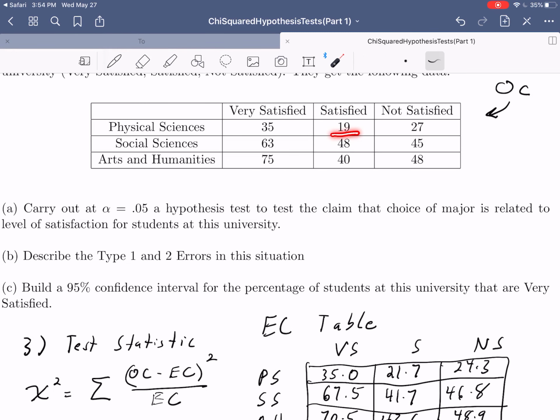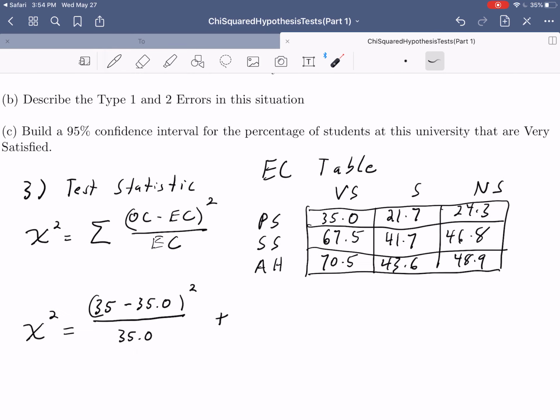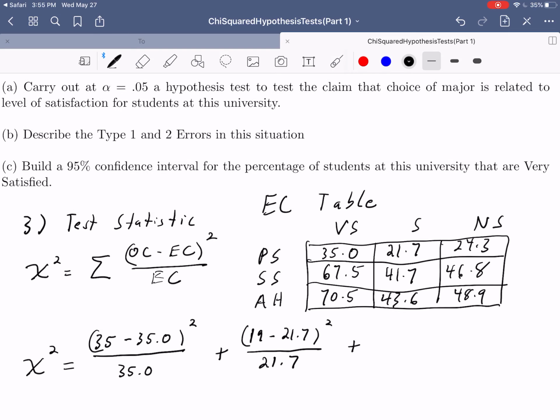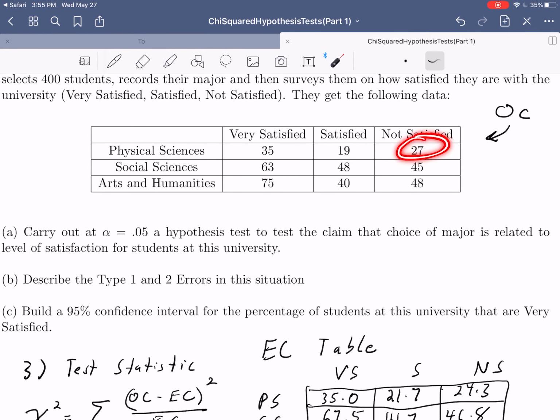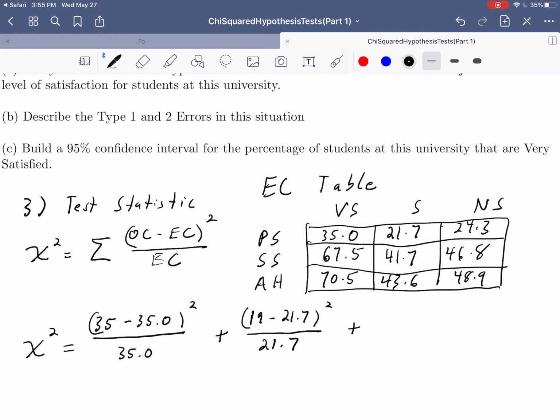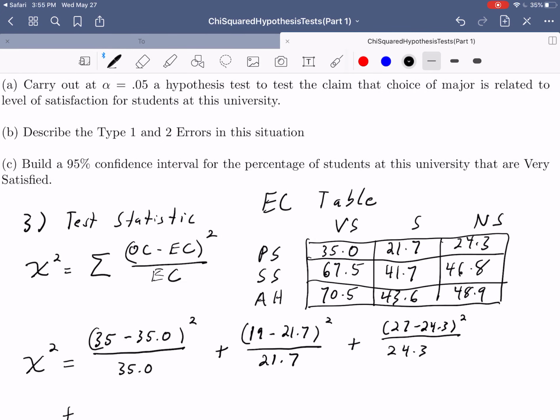We observed 19 physical science majors who were satisfied. So we had an observed count of 19. We expected 21.7, so we're going to subtract 21.7. We'll square that and then divide by the expected amount, 21.7. Then we'll move to the next one. We observed 27 physical science majors who were not satisfied. We expected 24.3. So 27 minus 24.3 squared divided by 24.3. Then we'll move on to the next row.